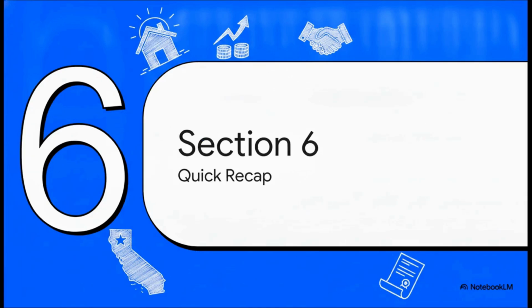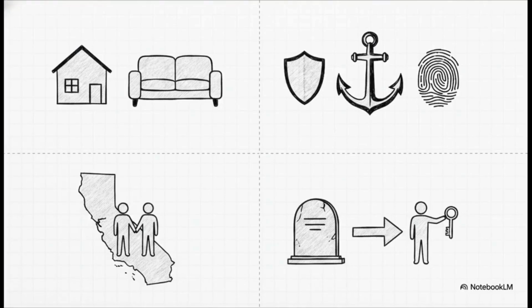Section 6, quick recap. Let's consolidate the key legal concepts we've gone over today. Keep this checklist handy before your exam. First, attachment is what determines if property is real or personal. Second, remember IIU for physical traits, immobility, indestructibility, and uniqueness. Third, community property is California's default for married couples, and the state does not use tenancy by the entirety. And finally, joint tenancy provides automatic survivorship, while tenancy in common allows for standard inheritance.